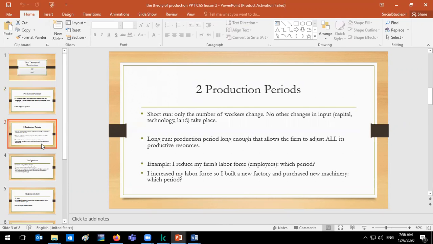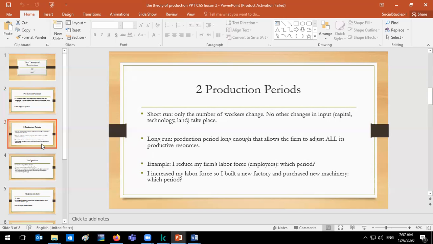We have two production periods for a producer: a short run period and a long run period. The short run period is marked only by the change in the number of workers. Remember, it's a short period of time in which the producer is only focusing on changing the number of employees, while all other factors, such as capital, technology and land, stay constant. There are no changes in those.